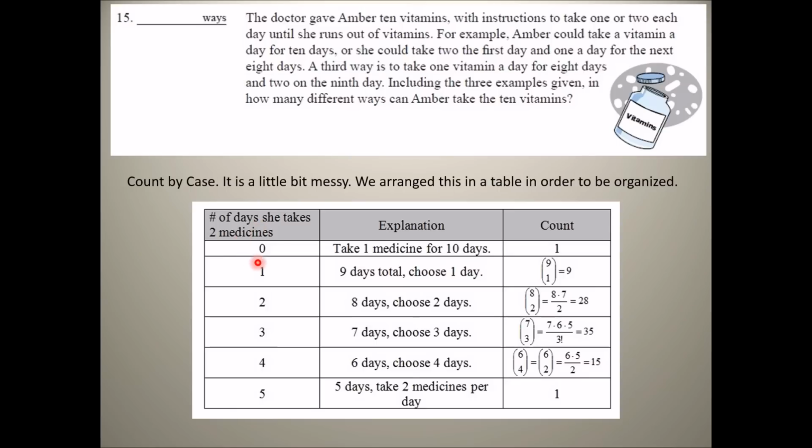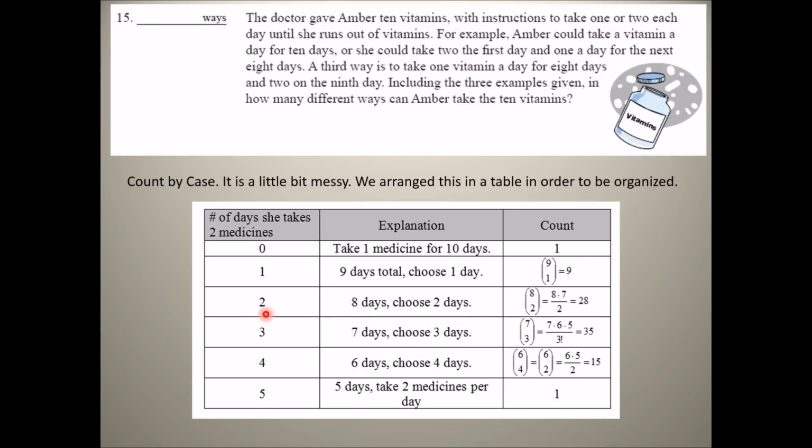So if she doesn't take 2 medicines in a day at all, she'll just take 1 medicine for 10 days, and that's just one way to do that. Now, if she takes 2 medicines for 1 day, she has 9 days total, and she chooses out of those 9 days which day she's going to take 2 medicines. So that is 9 choose 1, or 9. And so if she takes 2 medicines for 2 days, she has 8 days, and she chooses those 2 days, which is 8 choose 2, which is 8 times 7 over 2, which is 28.